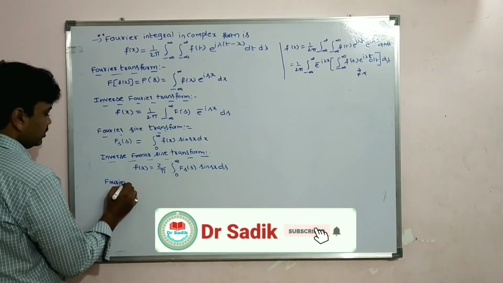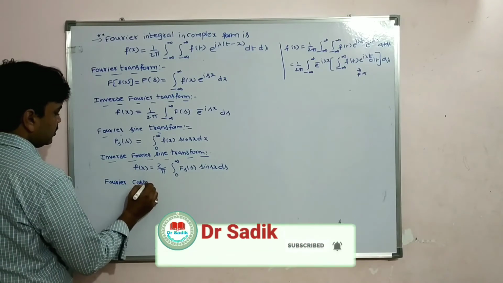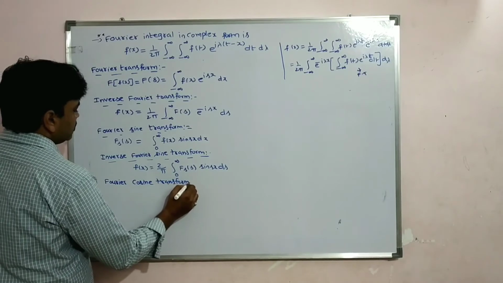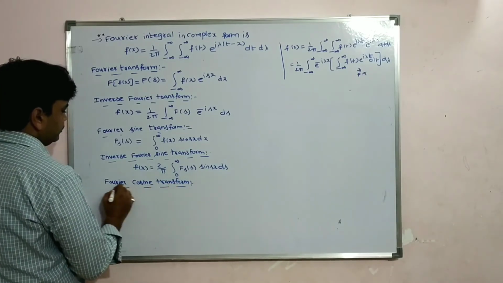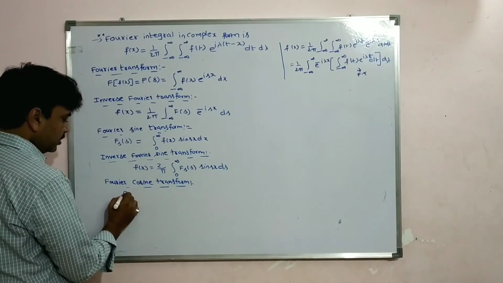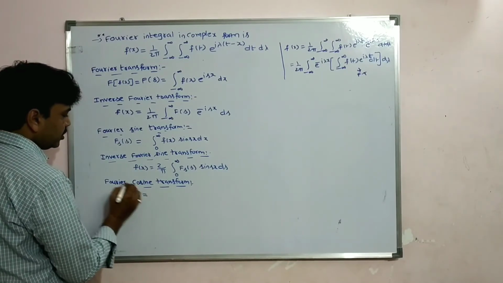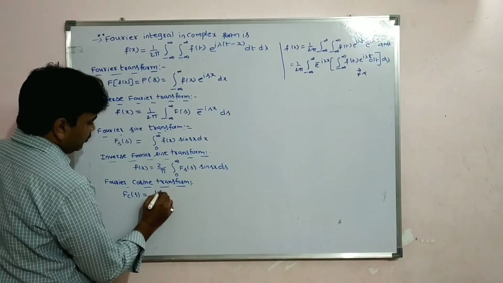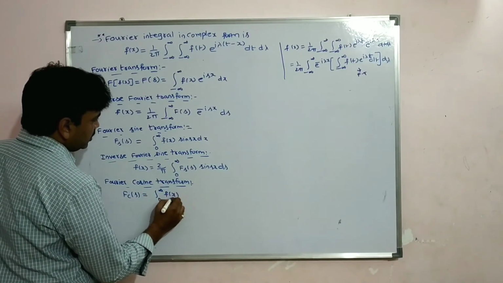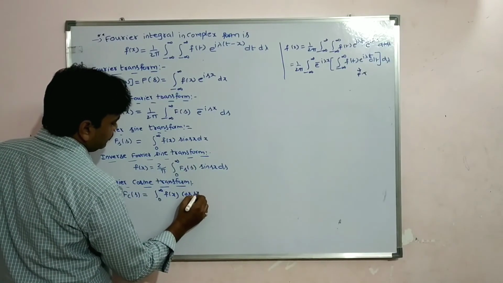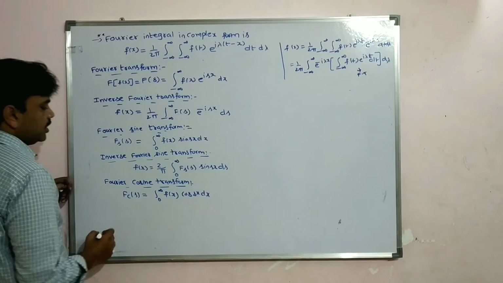Now the Fourier cosine transform, students. Sine means Fs of s, students. Cosine means Fc of s. Fc of s is equal to, what is the formula, students? Integral 0 to infinity f of x, you write simply cos, students. So cos sx dx.